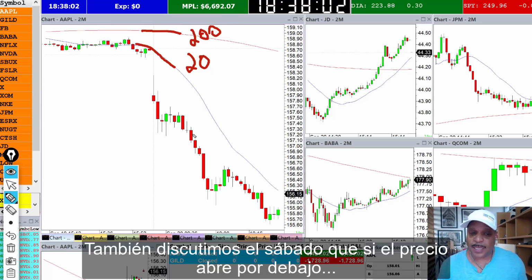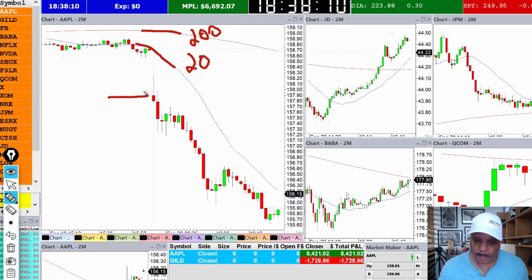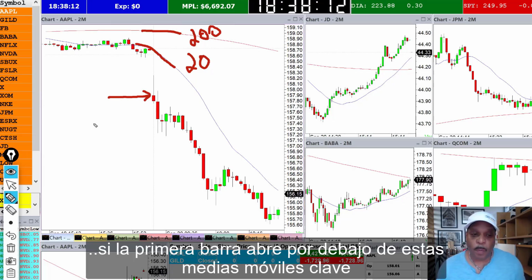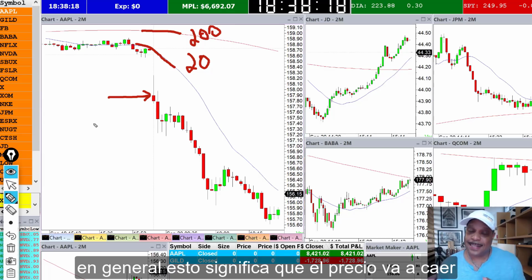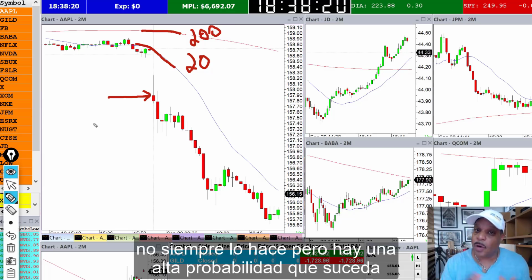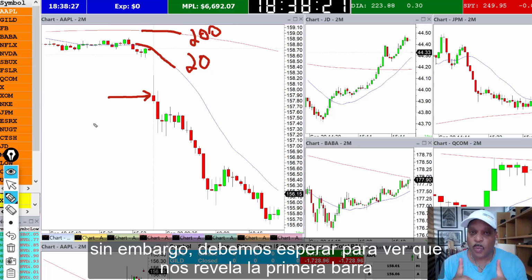Now, we also discussed that if the stock at the open of the trading day opens under these two key moving averages, the general assumption is that the stock is going to drop. Does it always drop? No, but the general assumption is that it will drop. But we're supposed to wait to see what the first bar reveals.